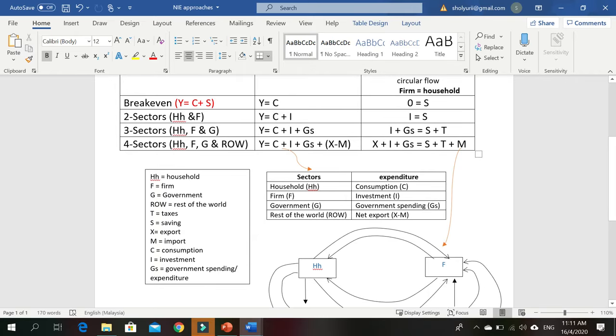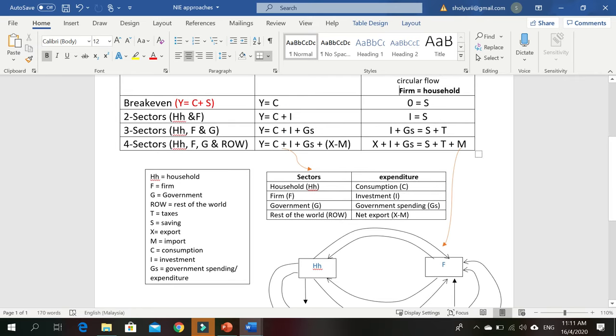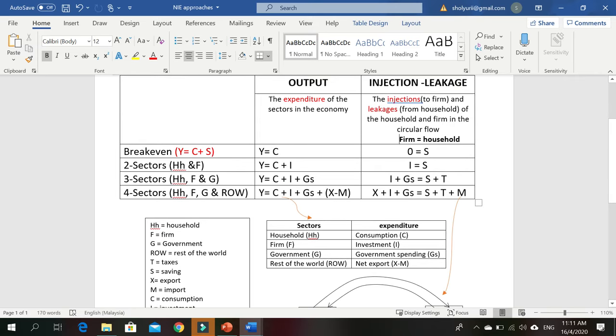Okay, untuk rest of the world, household akan bagi duit keluar bila dia membeli barangan import. Rest of the world akan dapat duit. Firm akan dapat duit daripada rest of the world apabila firm berjaya ekspor barang ke rest of the world. Bila kita jual barang keluar negara, kita akan dapat duit. So that's why formula kat sini untuk household, S campur T campur M.